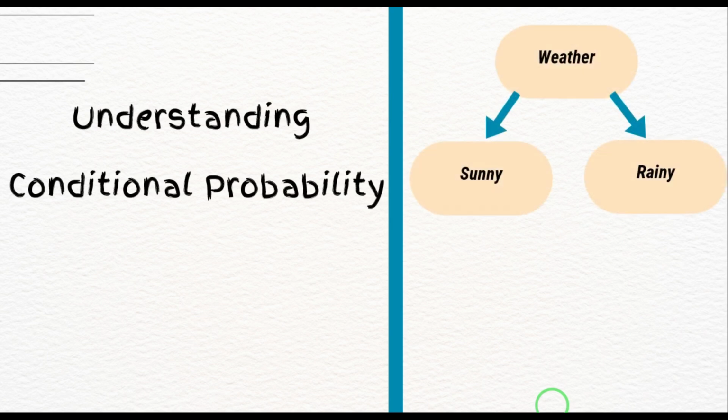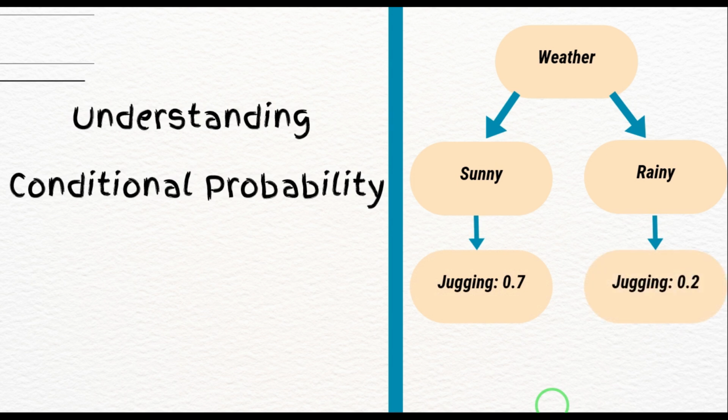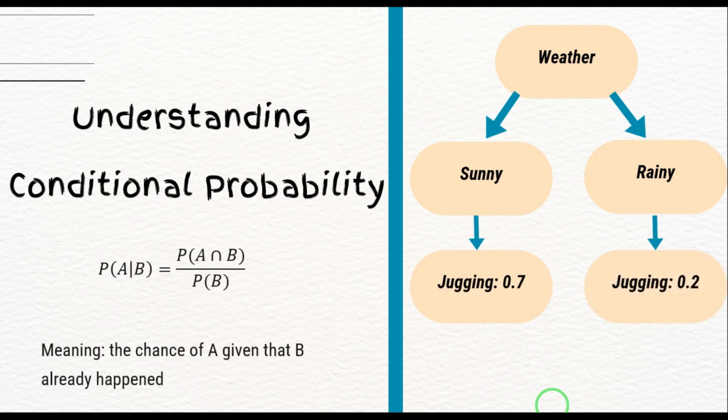And I would say, think of it like this. The probability that someone goes jogging, given it's sunny, is higher than if it's raining, right? So in ML, we use this logic all the time. For example, the probability someone clicks an ad, given they're interested in fitness or not.